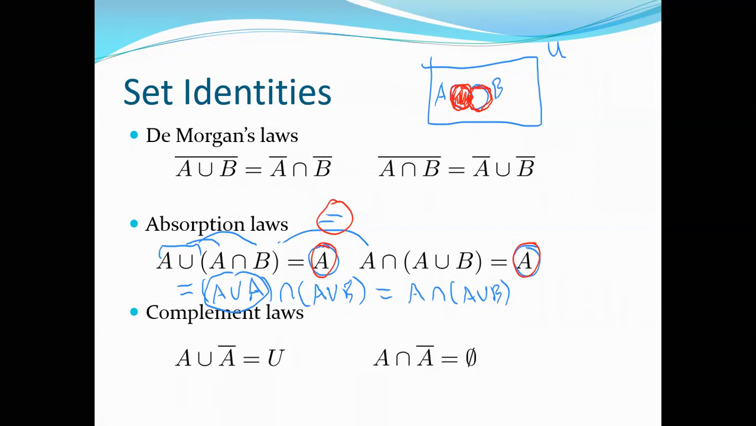What if I take A and I union it with its complement? What am I going to get? Everything. What if I take A and intersect it with its complement? Nothing, right? So if I union A and its complement, I get everything. If I intersect A with its complement, I get nothing. Yes.